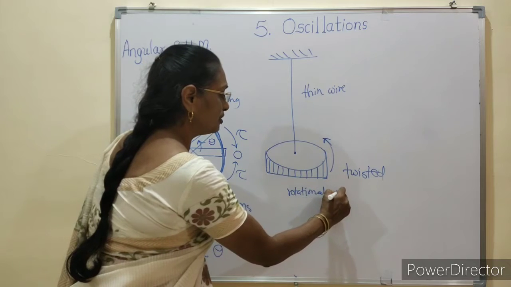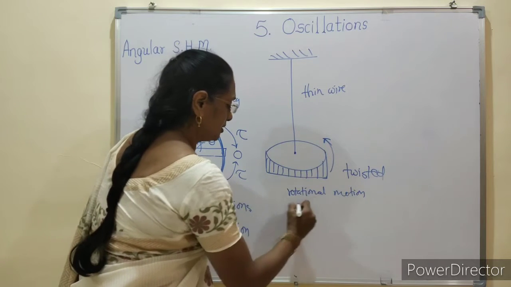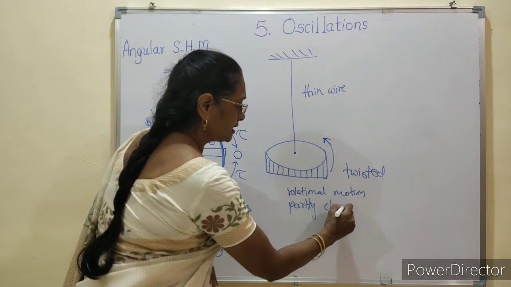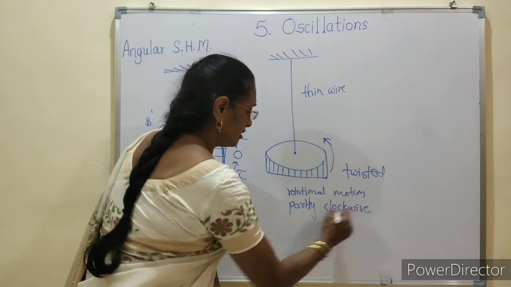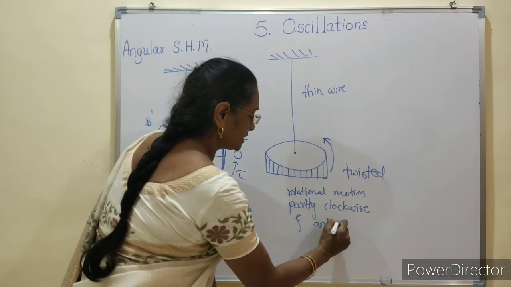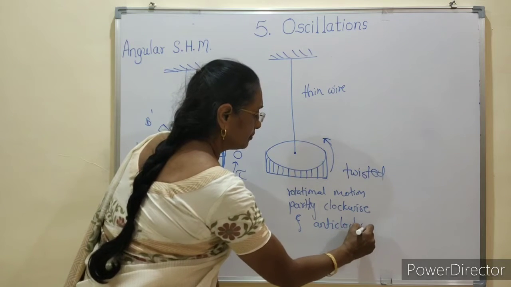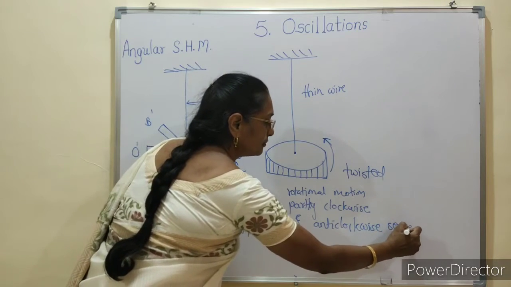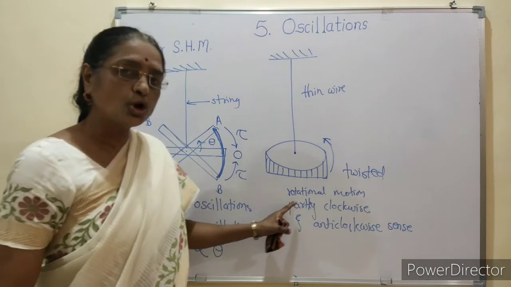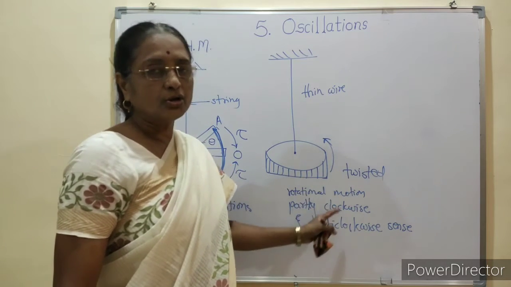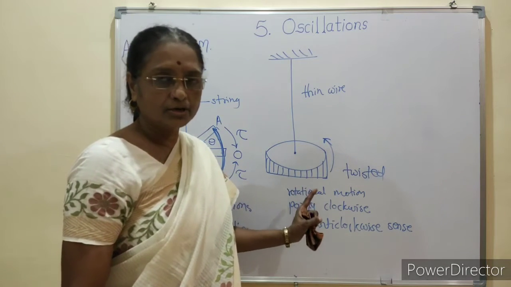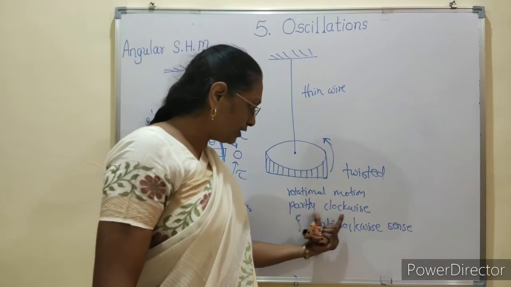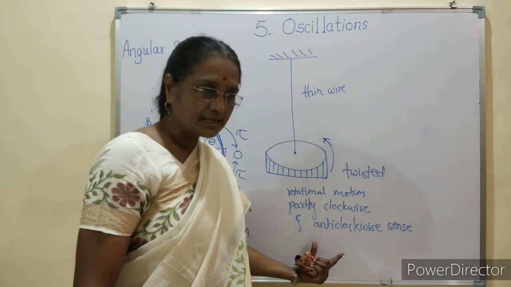But here the rotational motion is partly clockwise and anti-clockwise sense. So try to understand this motion. The motion is not along the complete circular path but on the arc of a circle. It is partly clockwise and anti-clockwise sense.